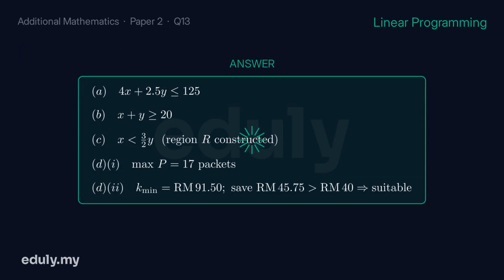Final answers. The budget gives 4x plus 250y at most 125. The shaded region is x plus y at least 20. The third rule is x under 3 halves y, and together they build region R. With 12 of Q, the most P packets is 17. And the minimum profit is 91.50, so half of it, 45.75, beats the 40 ringgit wage. The prices are suitable.